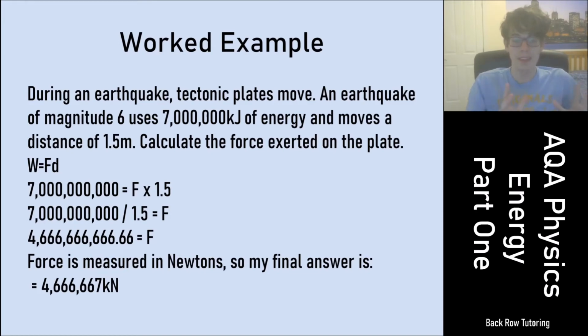So we have 7 billion joules divided by 1.5 to get our force. Because we rearrange that formula, we need to divide both sides by 1.5 to get our force by itself. Our force then, if we evaluate that, gets 4,666,666,666.66 newtons of force. And we can convert that back into kilonewtons, if you like, because that's a lot of numbers to write down. So we can shorten that to 4,666,667 kilonewtons. And in your exam, you wouldn't need to give it to that many significant figures.